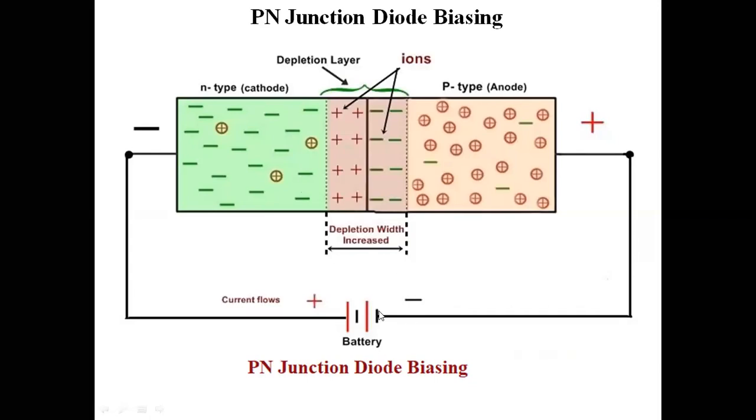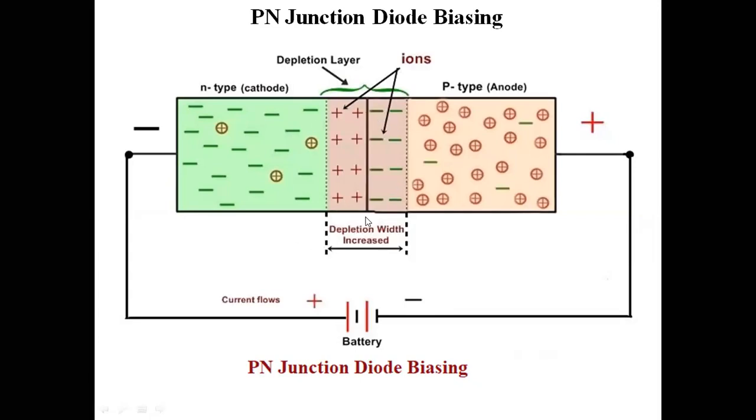If the positive terminal is connected to positive, and the negative terminal, that is the cathode terminal, is connected to the negative terminal of the battery, then we call that forward biasing. If the positive terminal is connected to the negative terminal and the negative terminal, that is the cathode terminal, is connected to the positive terminal of the battery, then we call that reverse biasing. What is that operation? We will see.